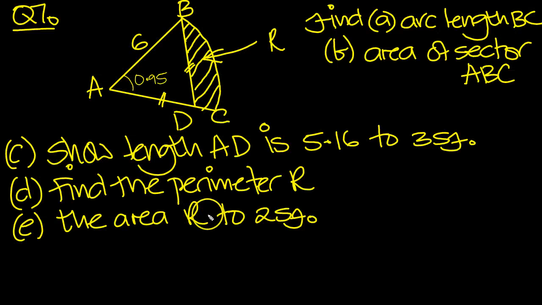So let's have a little look at this then. I've got the question summary here. Part A is arc length of BC. So part A then, arc length. Probably better to put it up here. So part A, answer then.